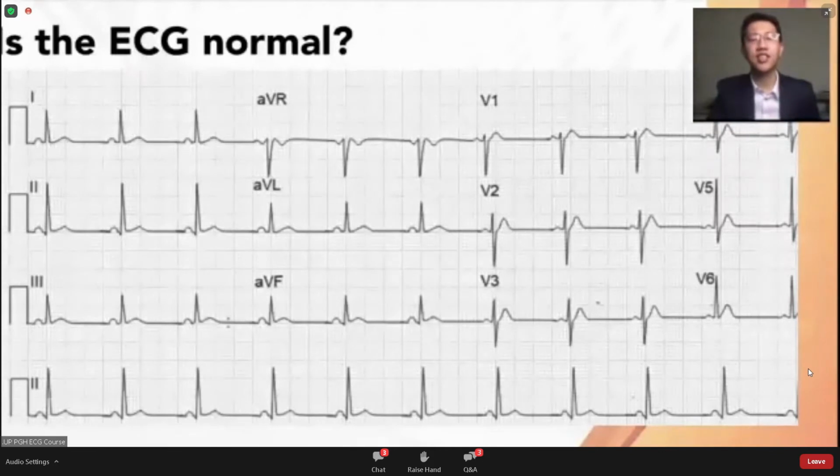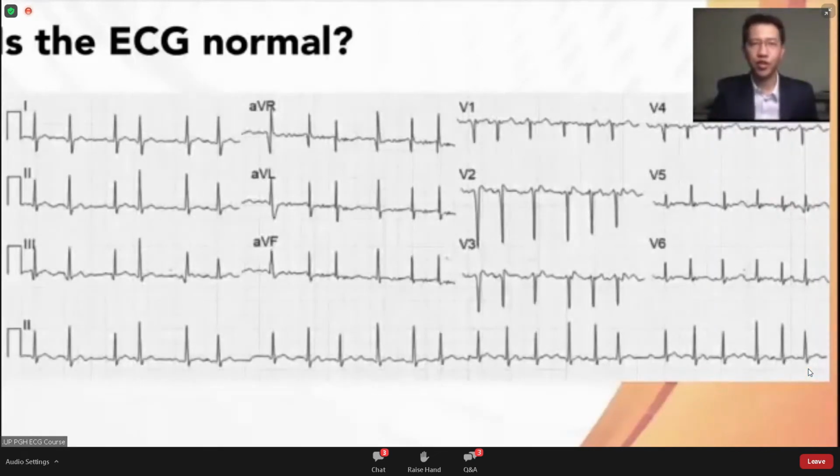Finally, is this ECG normal? Again, look at the rate, look at the rhythm, the P waves, are they normal? Is it followed by the QRS all the time? Is the QRS narrow? And are the intervals narrow? Is there any change in the ST-T waves? Is there evidence of chamber enlargement? And is the axis normal?